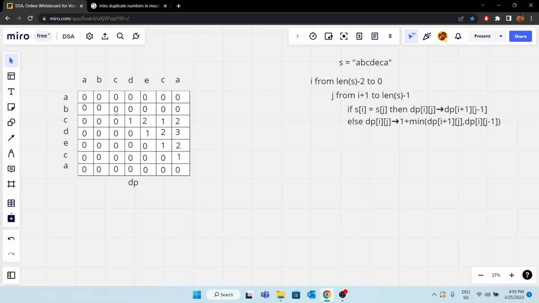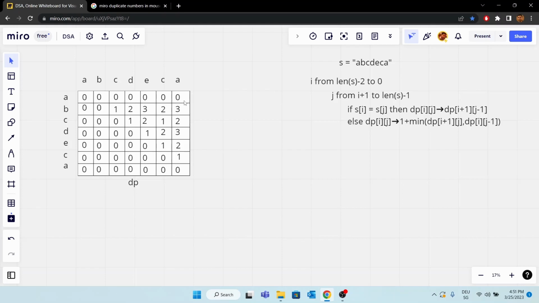Here we can see B and C are not equal, so the value here will be 1. Again B and D not equal, so we get from these two cells 1, and adding 1 we get 2. Again B and E not equal, we get 3 here. Now again B and C not equal, so the minimum between 3 and 1 is 1, plus 1 is 2. Now at the very last cell, B and A not being equal, we get the minimum 2 plus 1, so 3.